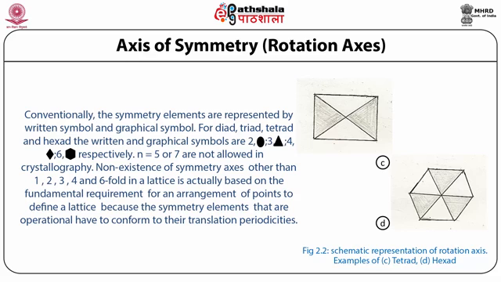The non-existence of symmetry axes other than 1, 2, 3, 4, and 6-fold in a lattice is actually based on the fundamental requirement for an arrangement of points to define a lattice, because the symmetry elements that are operational have to conform to their translational periodicities.